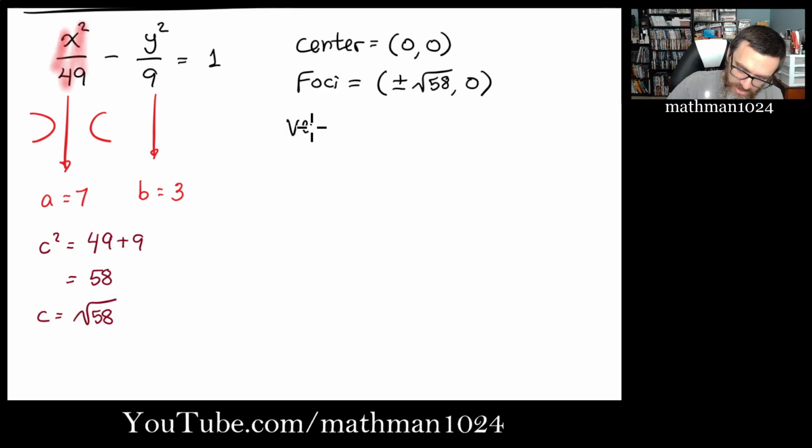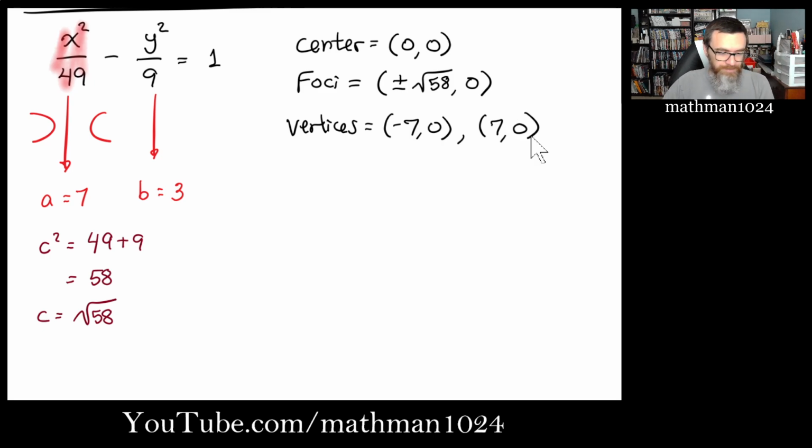And my vertices. We're stretched out 7 units on either side of the center. So one vertex is at negative 7, 0, and the other one is at positive 7, 0.